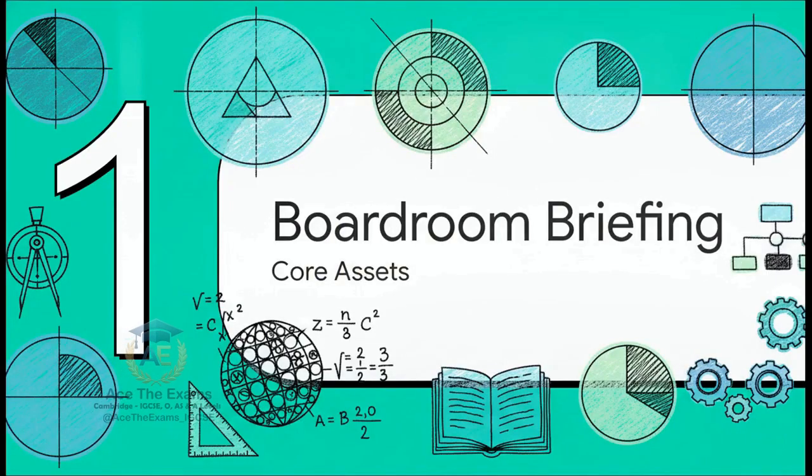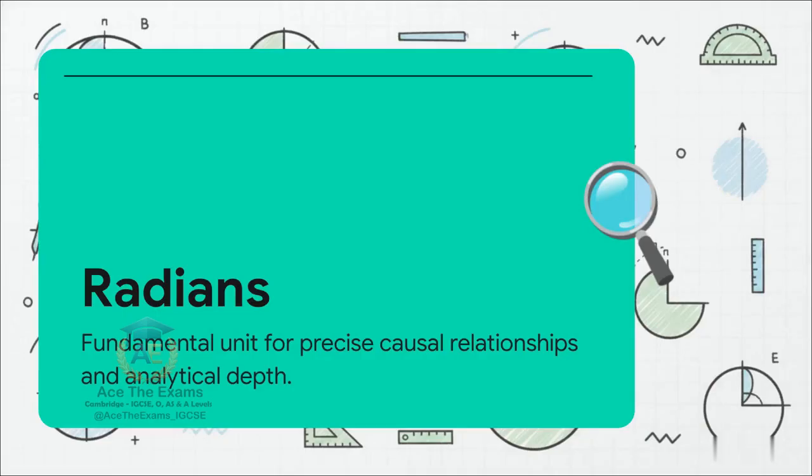Section 1. The boardroom briefing, where we audit your core assets. All right, first things first, we need to completely redefine what you thought you knew about measuring angles. Forget degrees. In junior math, sure, degrees were a perfectly fine low-level currency. But as we step into the big leagues of A-level calculus, trigonometry, and circular measure, degrees are a liability. They just do not offer the precision we need. In this boardroom, we operate exclusively in radians.